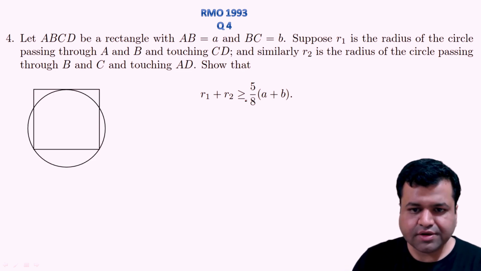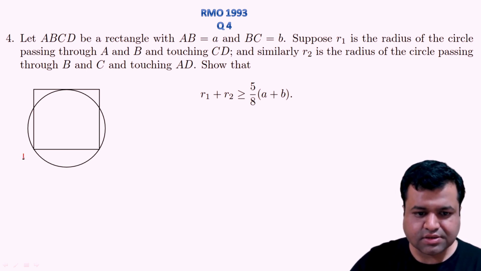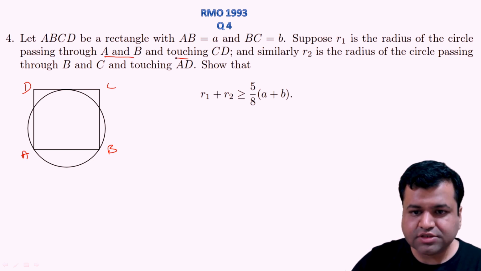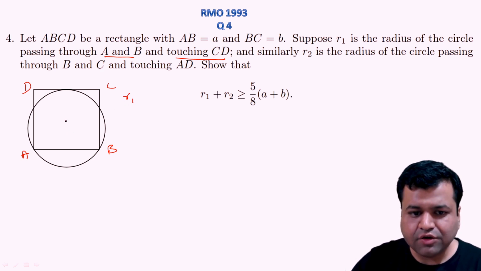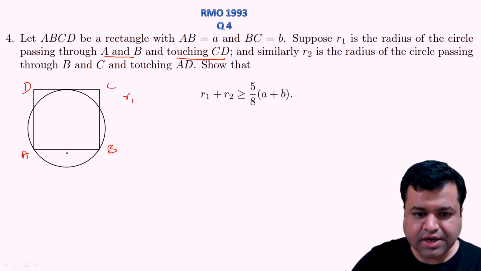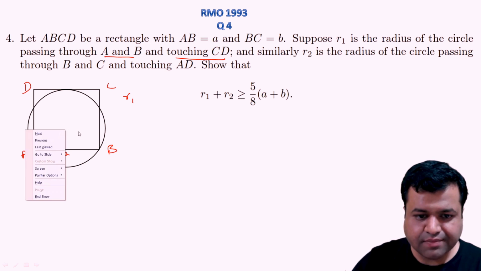So let's first draw the figure, right? Let's say this is A, B, C, D, right? And as you can see, this is a circle which passes through A and B, and which touches the side CD. And let's assume the radius of this circle is R1, right? So let's first find the value of R1 in terms of A and B. So AB is A, this side is A, and this CB is B. Okay, all right. Let's assume the center of the circle to be this point, right? So this thing will be R1.